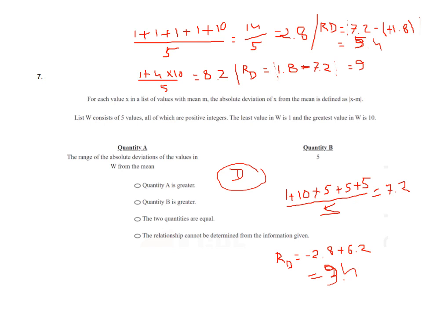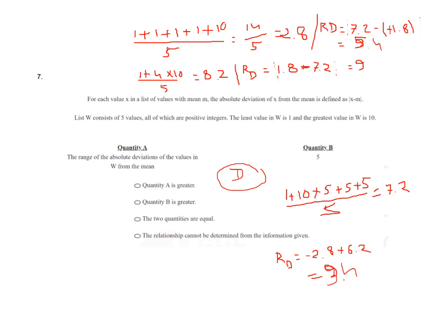As there are 5 values, let us take 4 values as the least number. That is 1 plus 1 plus 1 plus 1, and the greatest is 10, divided by 5, so we get 2.8. What will be the range of absolute deviation in this case? To find the range of absolute deviation, just take the difference of 10 and 2.8, and the difference between 2.8 and the least number 1, and then find that range.